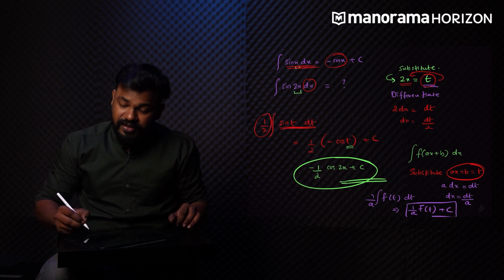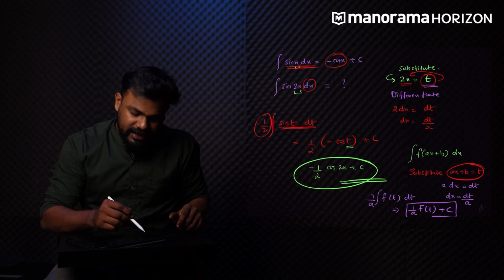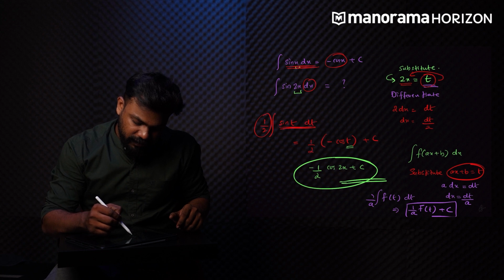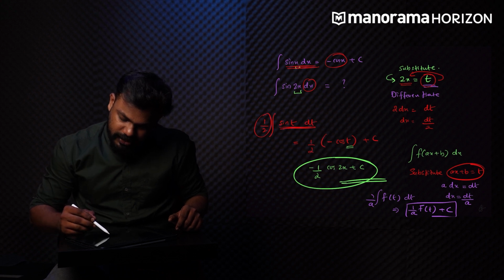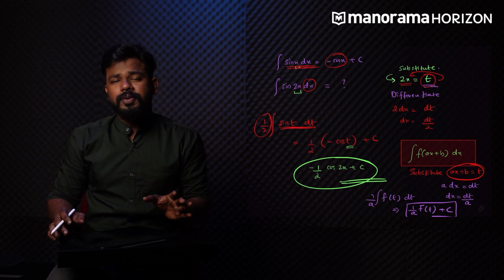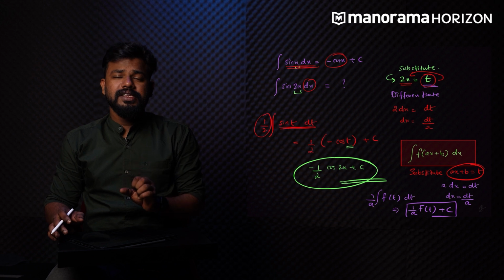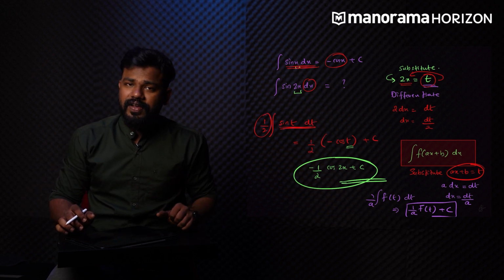So this is the first form of substitution, which is when integrals are of the form f of ax plus b dx. Understood? So I hope this is clear to everyone. So integral f of ax plus b dx, put ax plus b is equal to t, substitute it, go back, integrate it, and find the final answer.